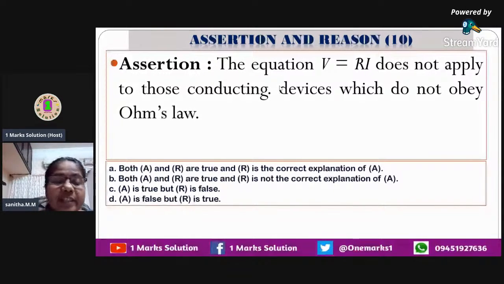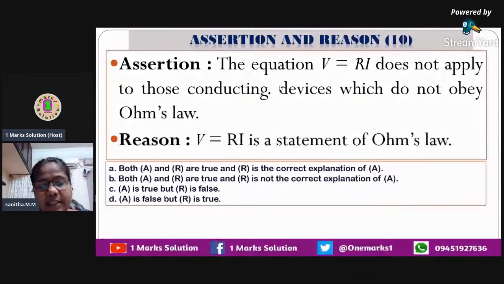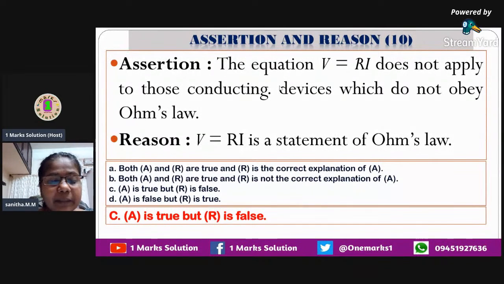And the reason we can say, V is equal to RI is a statement of Ohm's law. Yes, absolutely correct, isn't it? What is Ohm's law actually? State Ohm's law means what is it? At constant temperature, the voltage, that is potential difference, is directly proportional to the current flowing, or the reverse also we can say, current flowing is directly proportional to the potential difference between the two ends of the conductor. So here A is true and R is also correct. Here a small mistake is there. Here the reason is not the correct explanation. We can say V is equal to RI is a statement of Ohm's law. That is also correct.